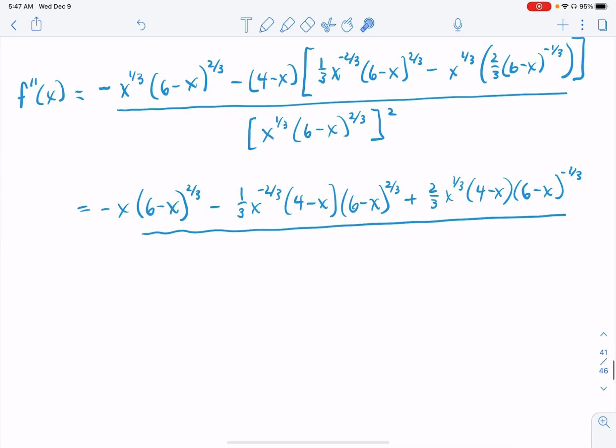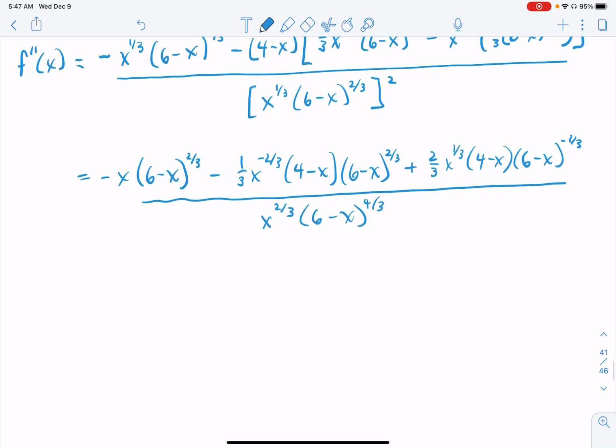So when you have a product that's being squared, the squared goes to both of these things, and it's just multiplying the exponents. So this is going to be x to the 2/3, and then 6 minus x to the 4/3. Yes, lovely.